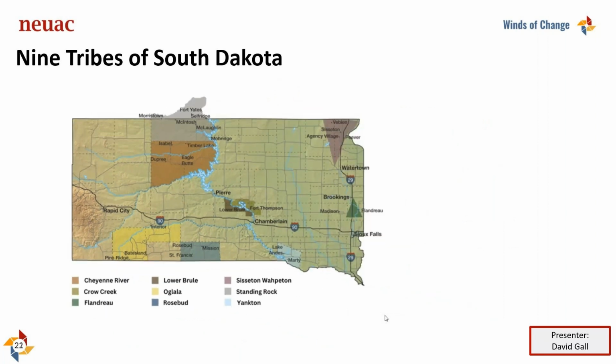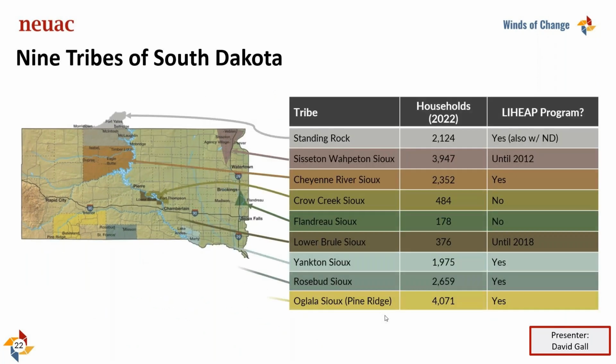As of 2022, the tribes in South Dakota have populations ranging from 178 households in Flandreau to 4,071 households in the Oglala Sioux tribe. Two of the tribes in South Dakota, Flandreau and Crow Creek, have never administered their own energy assistance programs. Sisseton, Wahpeton, and Lower Brule previously had their own LIHEAP programs, but stopped in 2012 and 2018 respectively.